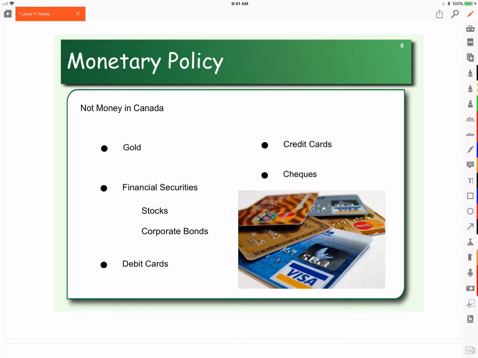Debit cards themselves are not money. It's the money that's in your checking account, which we call demand deposits, that is the money. So having 5 debit cards doesn't make you have more money and able to buy more stuff. It's the money that's in the accounts that is the money.